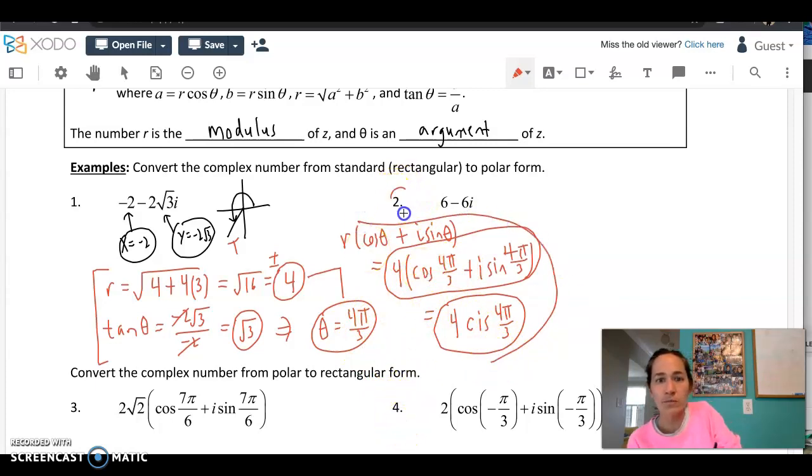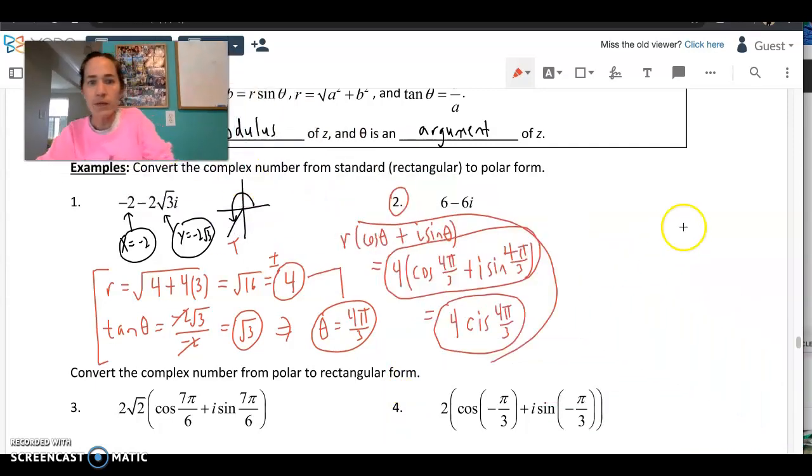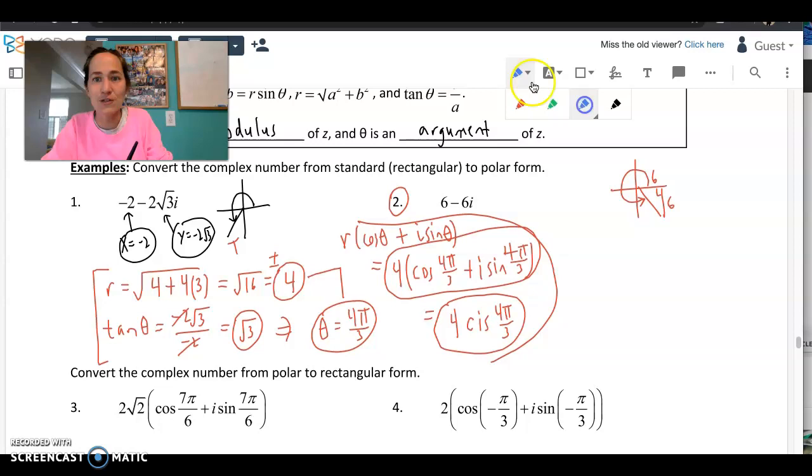Let's try number 2. Think of a quadrant first. Okay, let me move myself out of the way. I'm running out of room here. And we are over 6 on the x-axis, and we're down 6 on the y. So we're down in quadrant 4 with a positive x and a negative y. Because those two values were both 6s, I wonder if just looking at this picture for number 2, you can tell what the reference angle is going to be already.